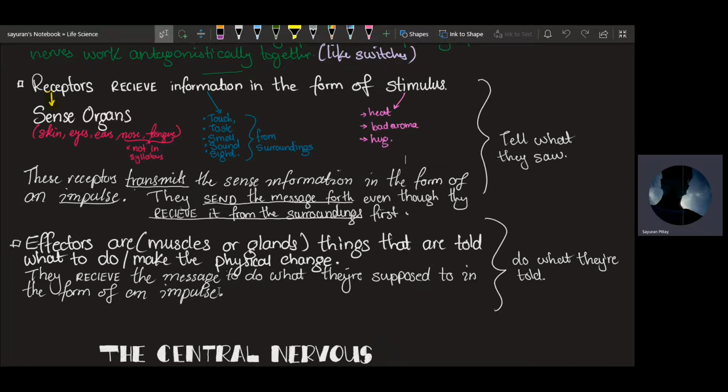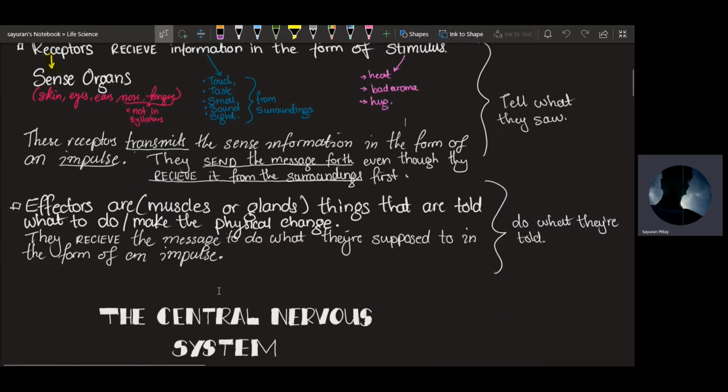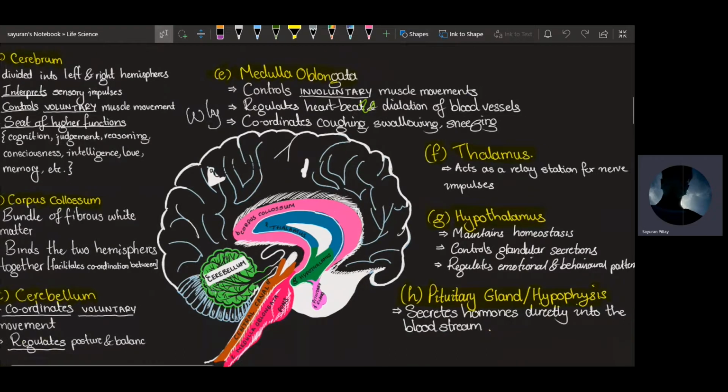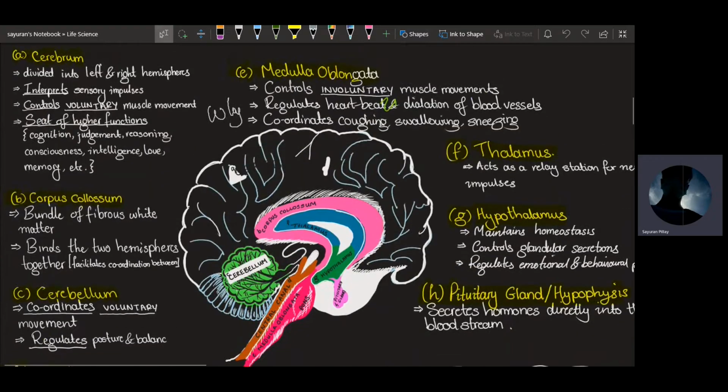That message is transmitted to that muscle in your hand that tells it to constrict or relax in a specific way so that it moves. That's what happened. So effectors do what they're told, whereas receptors tell what they see or feel or experience or are stimulated by. I know it's very brief, but it's all very interesting. Now we're going to look at the anatomy of the brain.